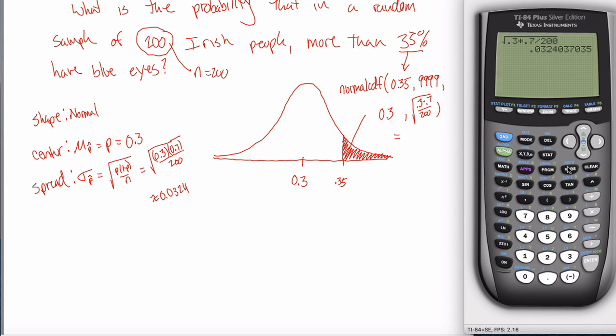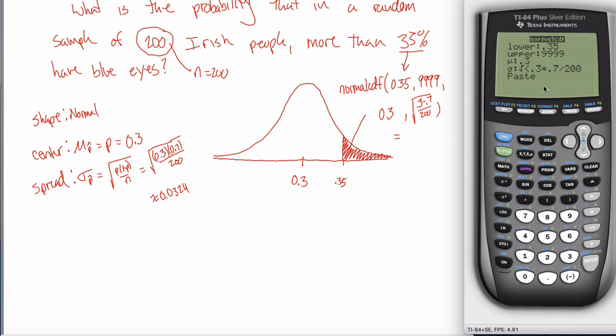Normal CDF function is still in the distribution menu, so second and then variables, still the second thing listed here. The lower bound, as I wrote above, is 0.35. The upper bound, there is no upper bound, so any sufficiently large number will do. 1 is sufficiently large in this case, but I'll put in a bunch of 9s. My center is 30%, so 0.3, and my spread is the square root of 0.3 times 0.7 divided by 200.